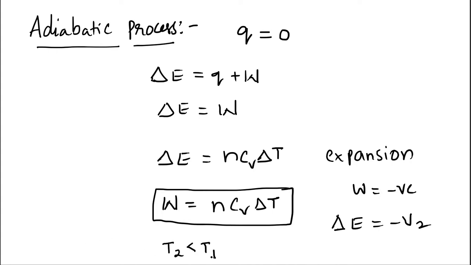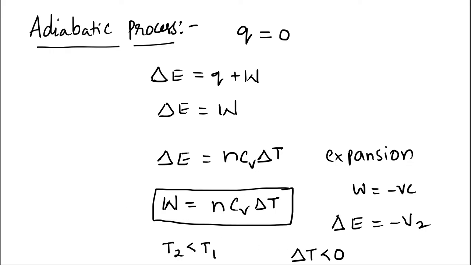Why? After using the energy to expand, its energy is lost. That means the final temperature is less than the initial temperature. Therefore, delta T is less than 0 in adiabatic expansion. And the expression for W is nCV delta T, which is also equal to delta E.